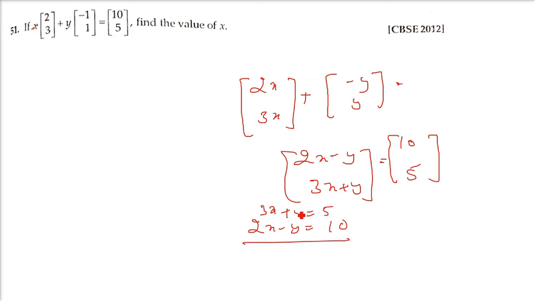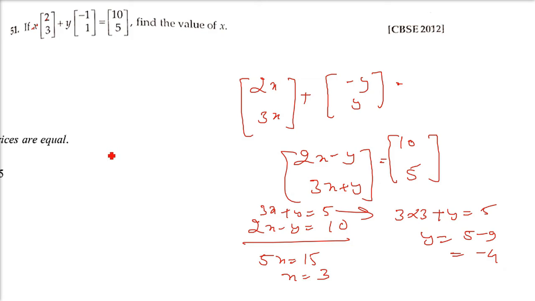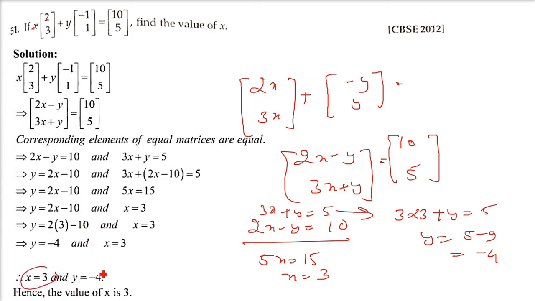Now just add: 5x equals 10 plus 5 is 15, x will be equal to 3, 5 3s are 15. X is 3. Now put in any of the equations. I am putting in 3x plus y. So 3 into 3 plus y equals 5, 3 threes are 9, 5 minus 9 is minus 4. So x is 3 and y is negative 4.